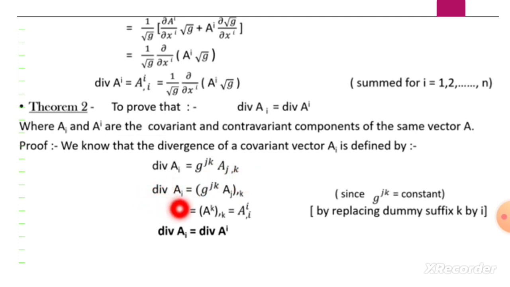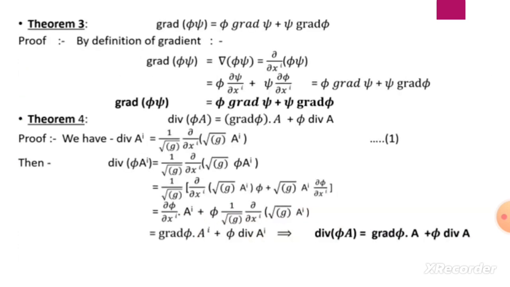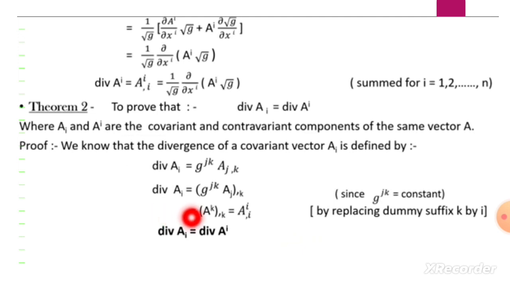So divergence a subscript I will be equal to g superscript jk into a subscript j, hold this in bracket, and then comma k. Since here g superscript jk is constant, in the next line we have a superscript k in bracket comma k, which will be equal to a superscript I comma subscript I. By replacing dummy suffix k by I, we have divergence a subscript I is equal to divergence a superscript I.